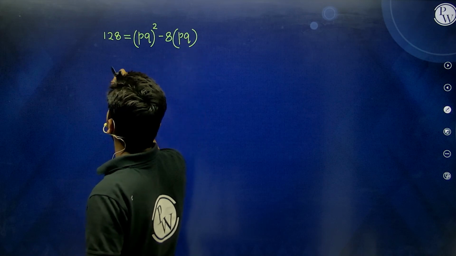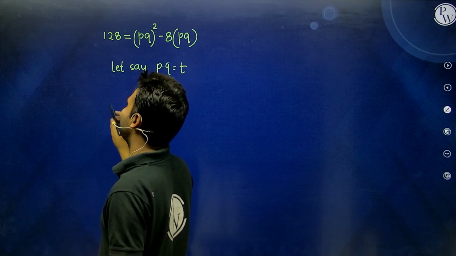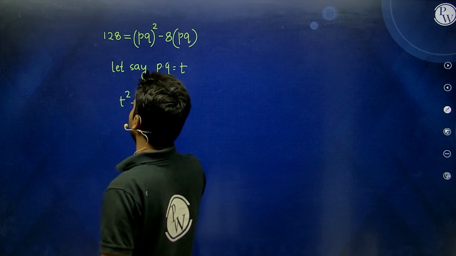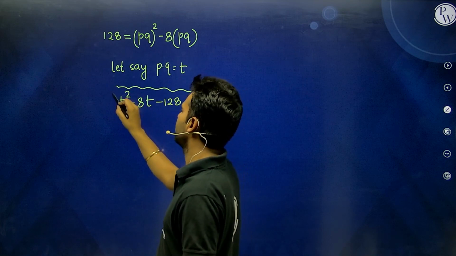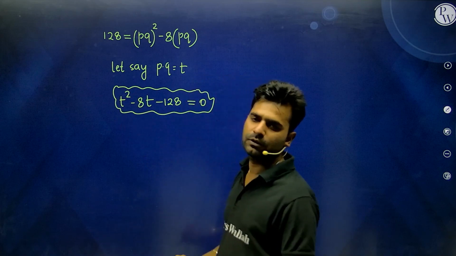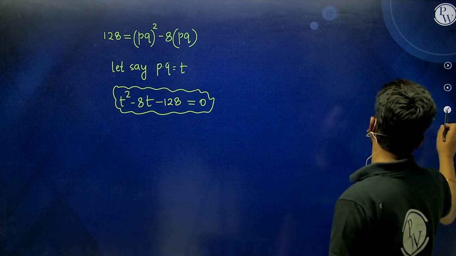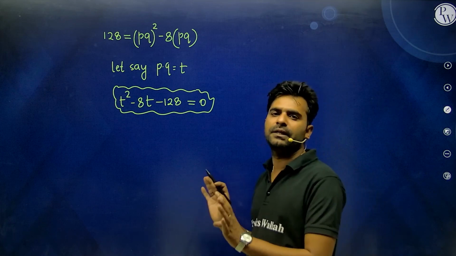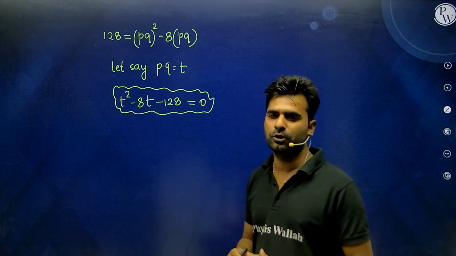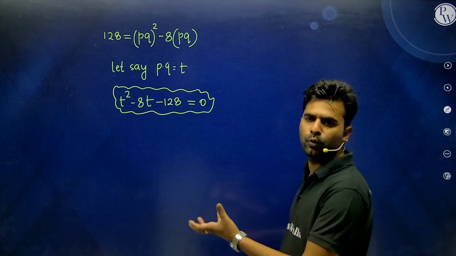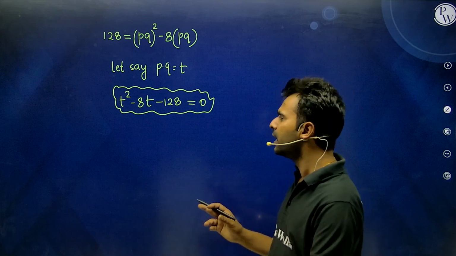The moment I assume p times q as t, it will become a quadratic in t, isn't it? t square minus 8t, bringing this 128 onto the right hand side. This is what I'm going to get. Now I think you can find the value of t quite comfortably, because this is nothing but a quadratic equation. You can solve it by splitting the middle term, by the quadratic formula minus b plus minus under root b square minus 4ac upon 2a, or by using the sum and product of the roots. There are multiple methods to solve this equation. Try to find out the roots.